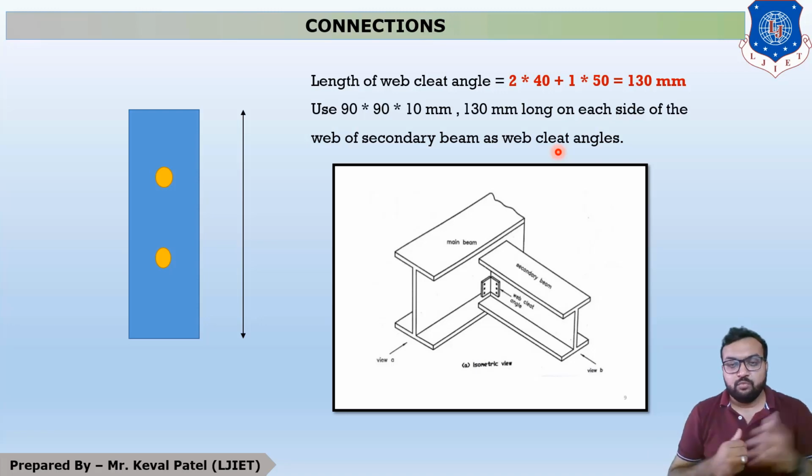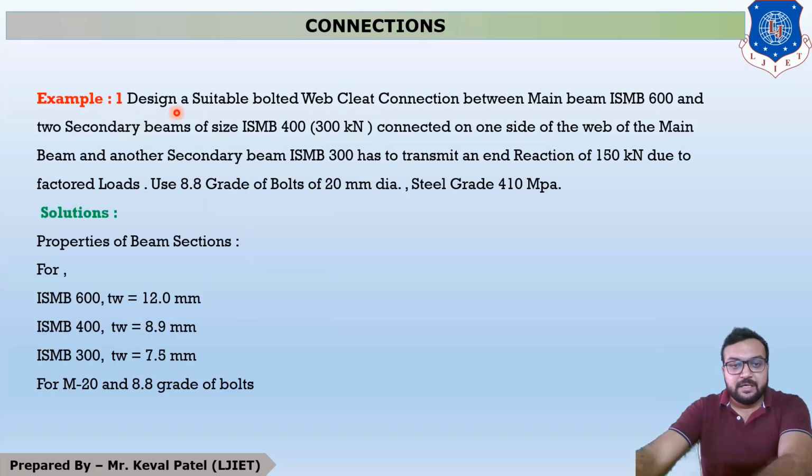Okay, so now we are moving further to our second example, which is when one main beam is connected with two secondary beams. So students, all the calculations remain the same, so let us discuss some fast. The question is, design a suitable bolted web connection between main beam and secondary beams. The main beam is ISMB 600 and there are two secondary beams. The first secondary beam is ISMB 400, which transfers 300 kilonewton on one side of the web of the main beam.